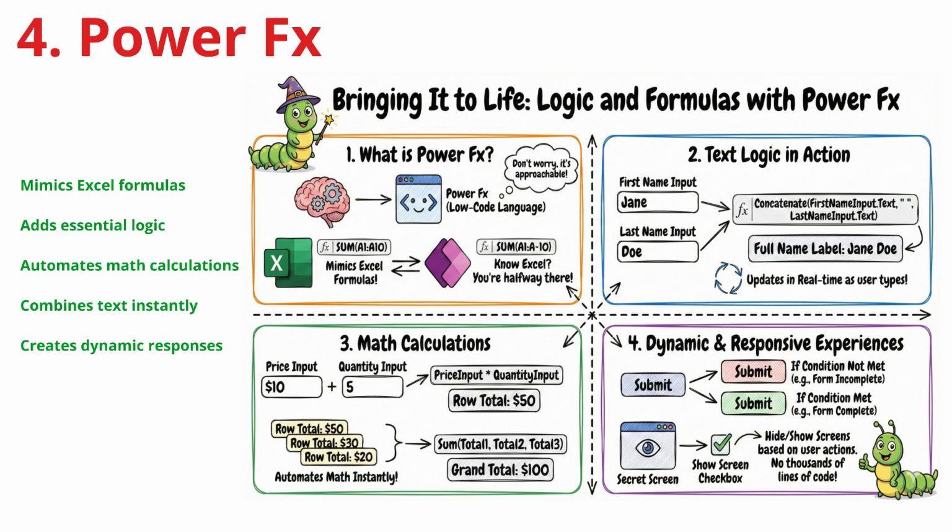Look at the second section. You can use it for text logic, like automatically concatenating a first and last name into a full name label that updates instantly as the user types. It handles math just as easily. In the third section, you see how it can multiply price times quantity for instant row totals, and then sum those up for a grand total automatically.